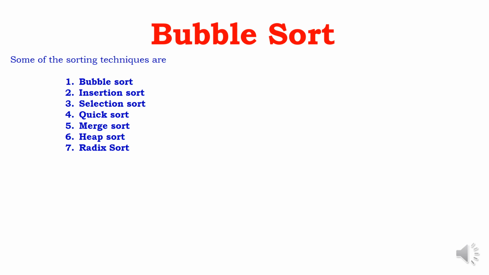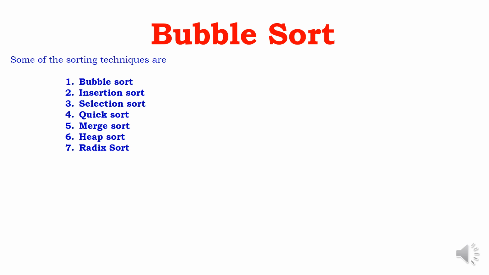Hi, good morning. Today we are going to discuss the bubble sort technique. Before that, we should know what sorting is. Rearranging the elements of a list either in ascending order or in descending order is called sorting. Sorting can be done in so many ways.